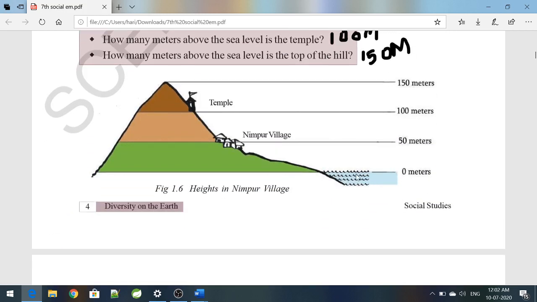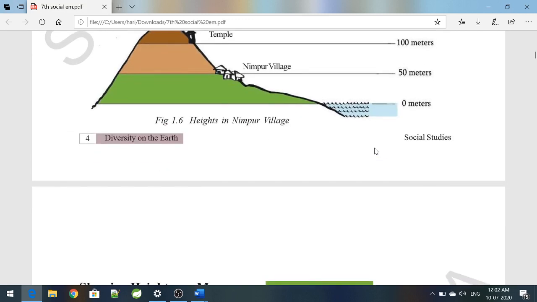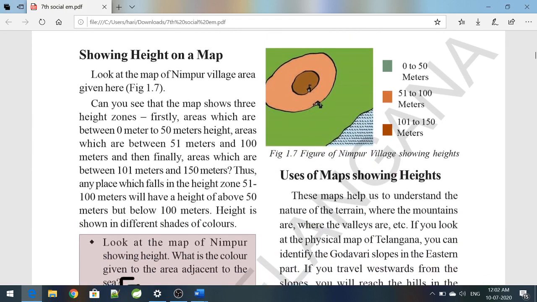Here see, they will start from here, 0. This is the sea level 0, and Nimpur village is located at 50 meters height from sea level, the temple at 100 meters, and the top of the mountain is 150 meters. So how many meters above the sea level is the temple? It is 100 meters. How many meters above the sea level is the top of the hill? That is 150 meters. Showing height on a map.